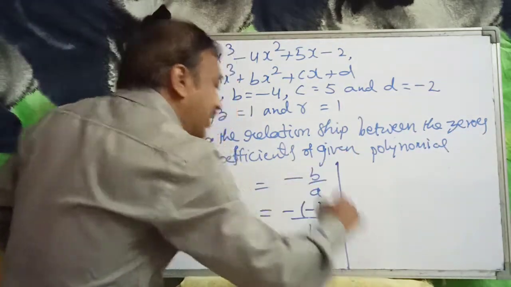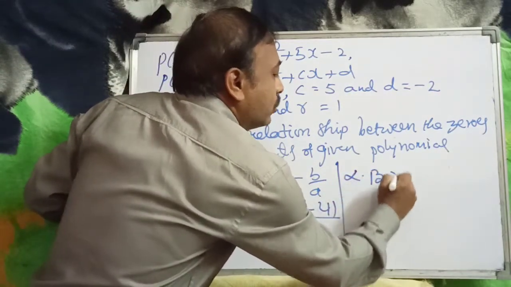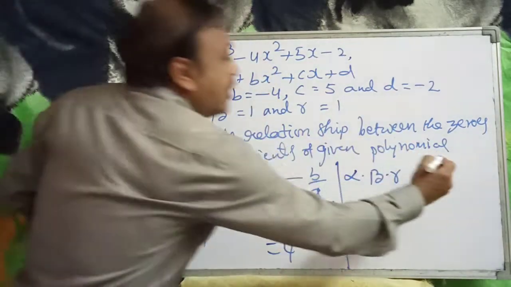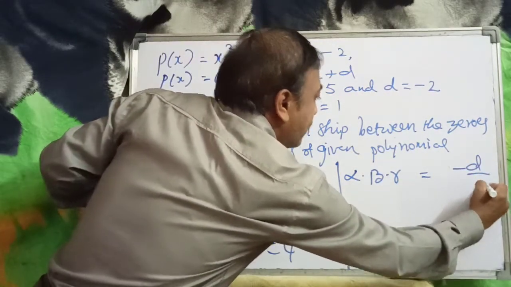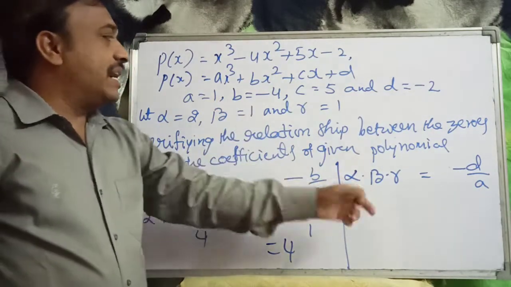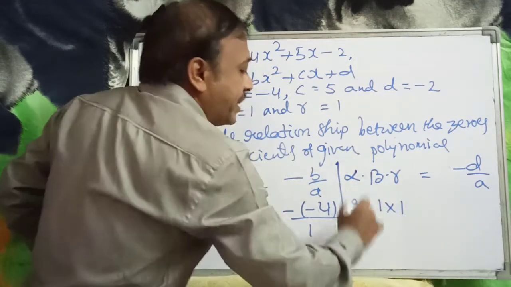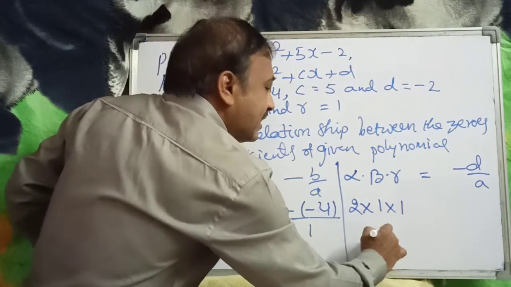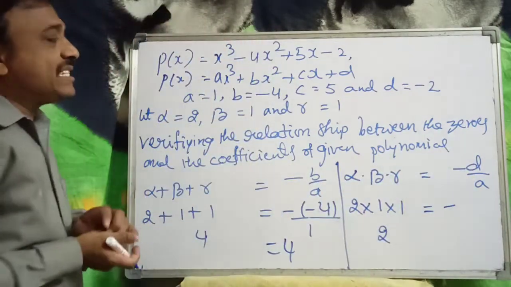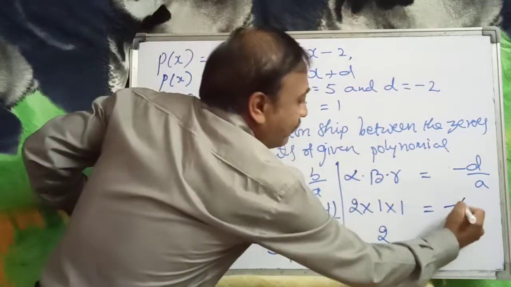Now alpha into beta into gamma, that is the product of the zeros, which is equal to minus d by a. Observe it, minus d by a. Alpha is 2, beta is 1 and gamma is 1. So alpha into beta into gamma is 2 into 1 into 1, which is 2. That means the answer is 2, which is equal to minus d. Here d in this given polynomial is the constant term.